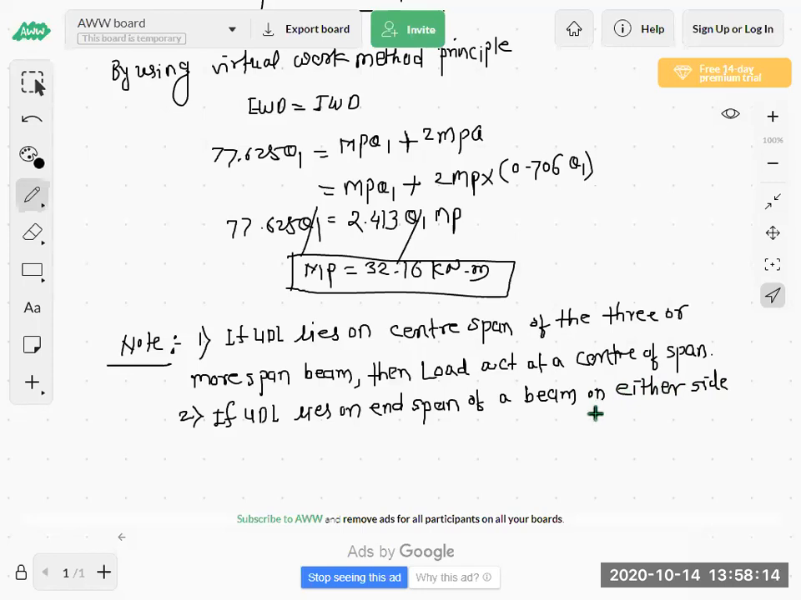It means first span or last span. If the beam is three span or more than three span, continuous beam is there. At that time, if UDL lies on either span, it means first span or last span.